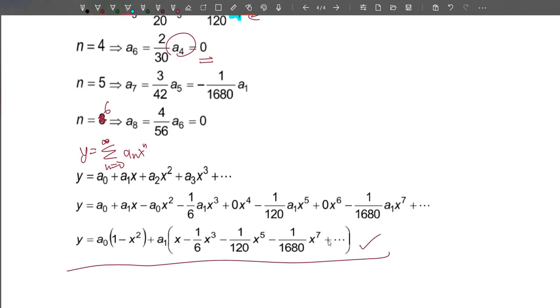Don't forget that you need to write this term plus dot dot dot because it is continuous. Okay, it doesn't end there. For this one, we don't have to write it because it just stops at x to the power of 2. There's no a0 anymore.